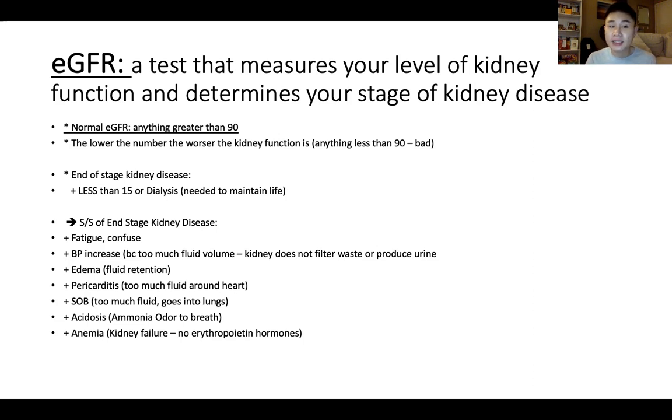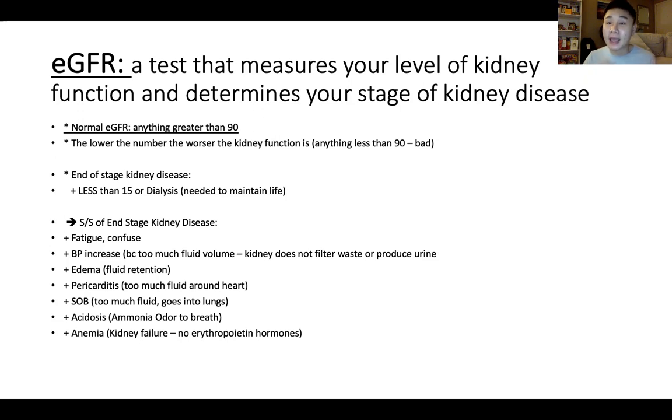So end-stage kidney disease is anything less than 15. This is referring to the eGFR level, or requiring dialysis in order to maintain life. Dialysis is needed when that person's kidney doesn't work anymore. They are at end-stage kidney disease where the kidney cannot filter the blood or produce any urine anymore, and they don't have a kidney to transplant. So they would need to go through dialysis. Dialysis is a machine that is hooked up to the patient's fistula in order to cycle the blood and filter the blood so that the toxic waste level in their blood is not so high.